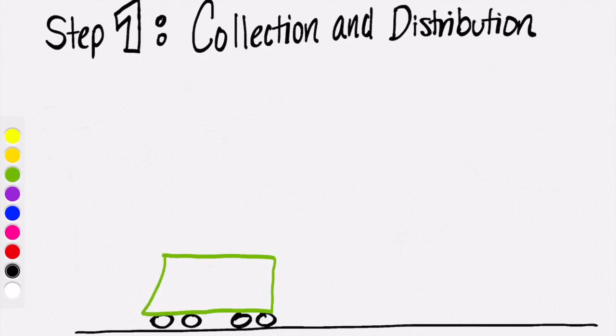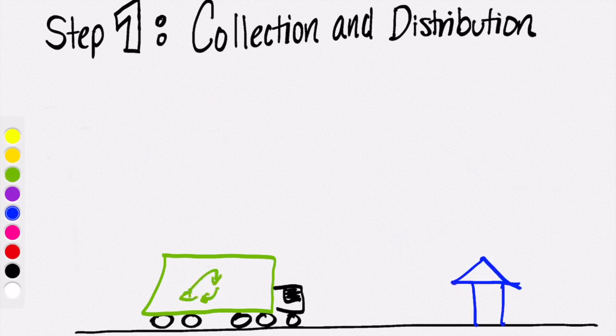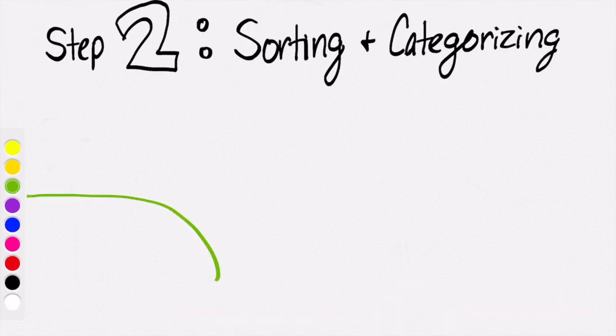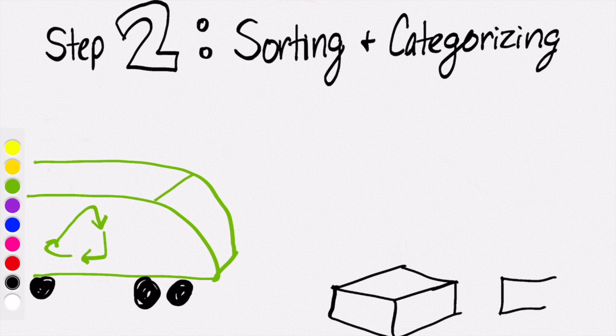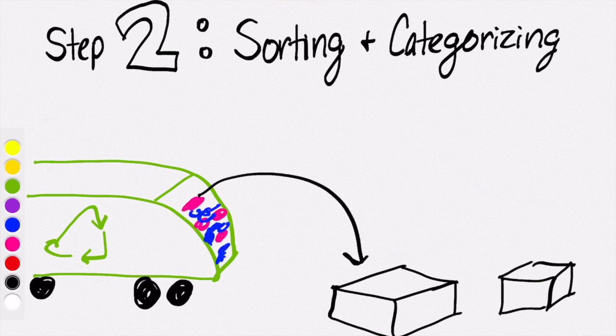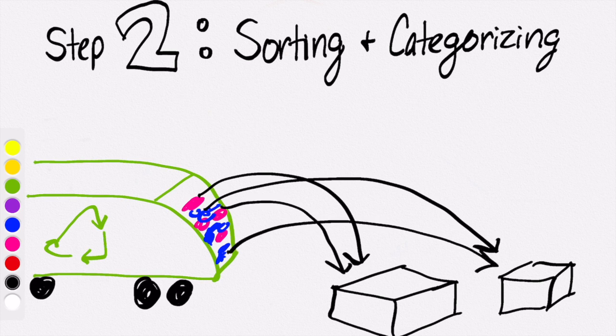In this step, the materials are collected from homes, businesses, and other establishments by the local government or private companies. The second step is sorting and categorizing, which is the sorting of the plastics into their different types. They are also sorted by color, thickness, and use in this step. Machines at the recycling plant do this to limit any type of contamination.